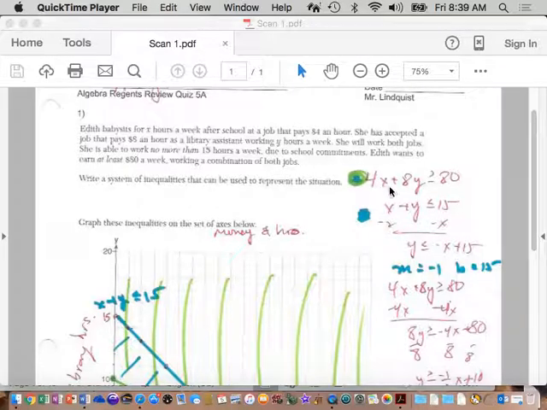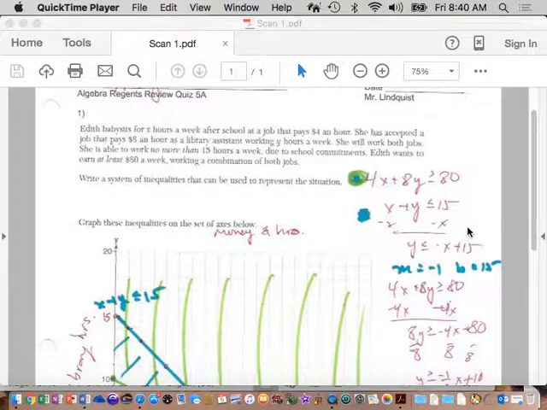So I take the number of hours babysitting, X, multiply by 4, and then the number of hours at the library, Y, and multiply by 8, because the library is $8 an hour and the babysitting is $4 an hour. If I add them up all together, I have to get greater than or equal to 80. Then the next one says that she doesn't want to work more than 15 hours. So X plus Y, hours babysitting and hours at the library, has to be less than or equal to 15. So then I need to graph both.